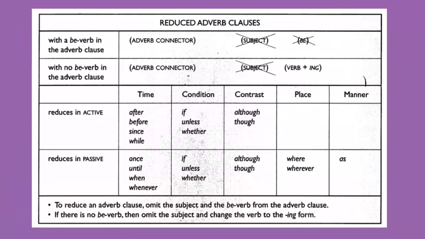Now, in this table, you can observe a summary of what we just talked about. To form reduced adverb clauses with a form of the verb be, eliminate the subject and the form of the verb be. When I don't have a form of verb be, then just eliminate the subject and add ing to the verb.